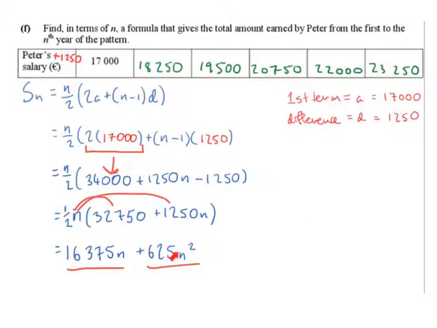So here we have our answer, our formula, Sn, which is a formula in terms of n, so that means n is in the answer. And this will give us the total amount earned by Peter from the first to the nth year of the pattern. So the first up as far as whatever we want. So, for example, if we wanted to work out how much Peter would earn in the first 10 years, we'd swap both of these n's for 10 with brackets around it and then just multiply it out. If we wanted to know how much Peter would earn in 20 years, we'd swap both of these n's for 20 with brackets around it and multiply it out.